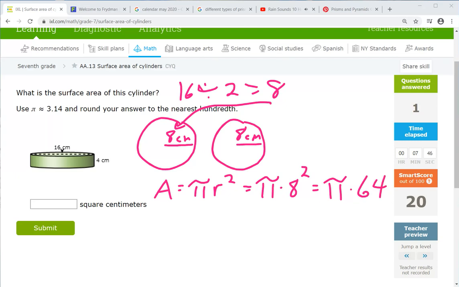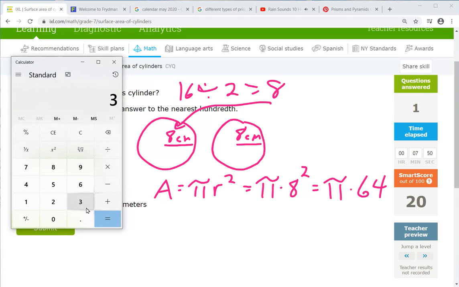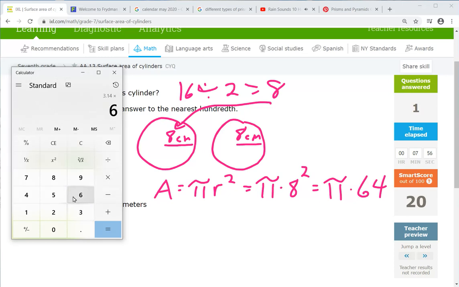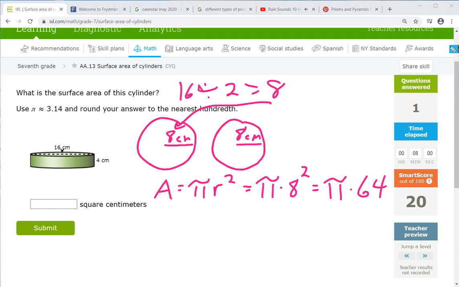And now we'll go over to the calculator and do 3.14, which is what we're using for pi, times 64 is 200.96. So each of these would be 200.96 square centimeters.